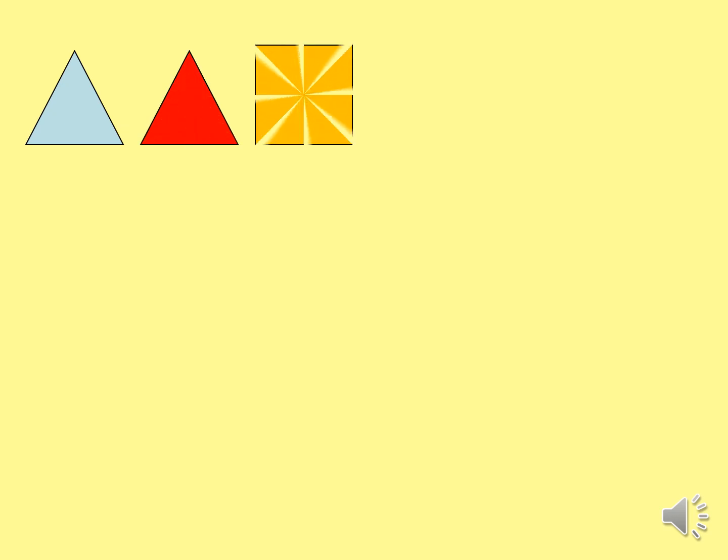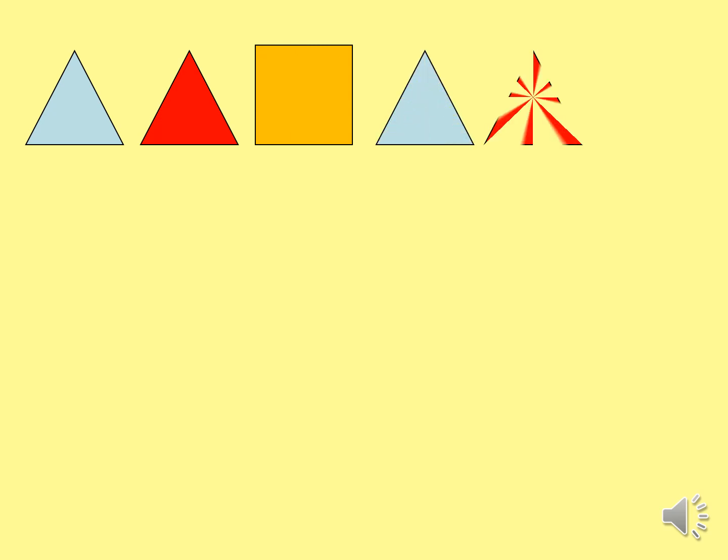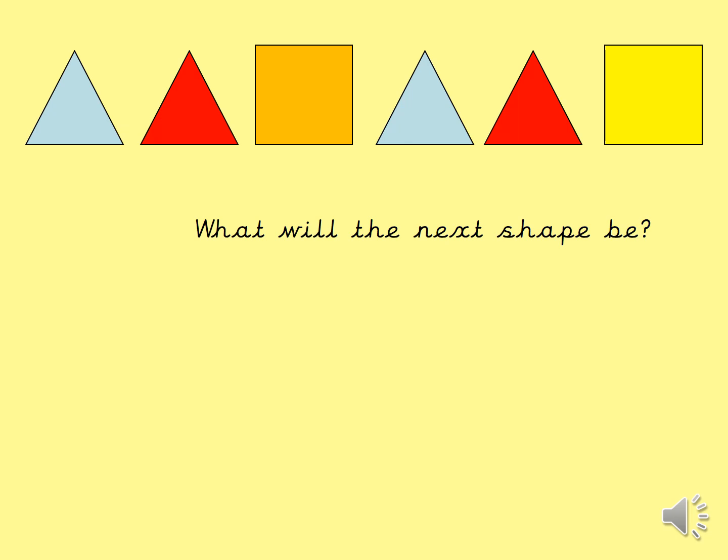Let's have another go. Blue triangle, red triangle, yellow square. Blue triangle, red triangle, yellow square. What will the next shape be? Pause the video and have a go at drawing it. Yes, it was a blue triangle.